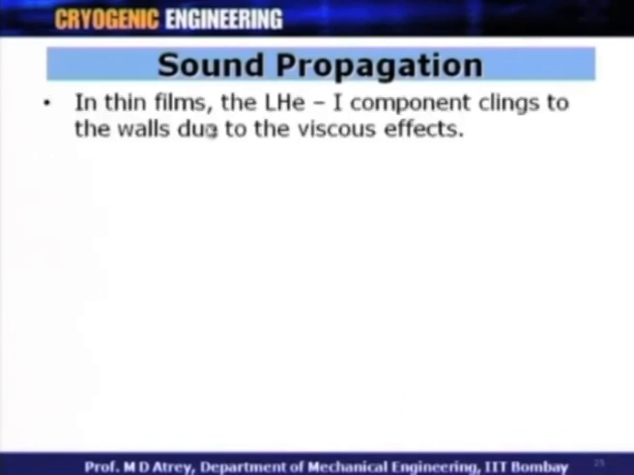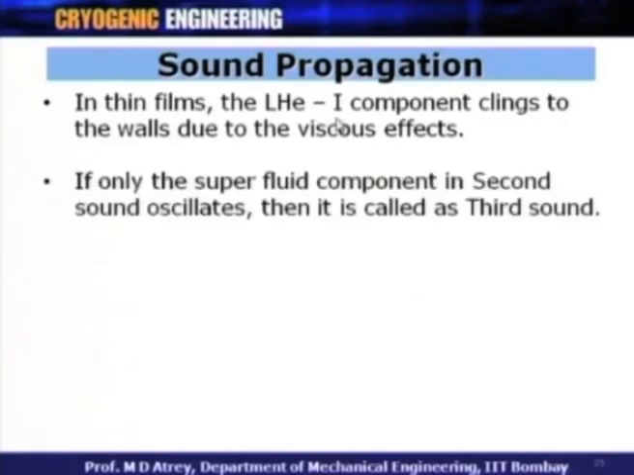In thin films, which we just saw, the fluid clings to the walls of a surface. So, in thin films, the liquid helium-1 component clings to the walls due to viscous effect. Liquid helium-1 has finite viscosity, while liquid helium-2 has absolute 0 viscosity. So, in a film, what does liquid helium-1 do? It clings to the wall, and therefore, it is occupied all the time.